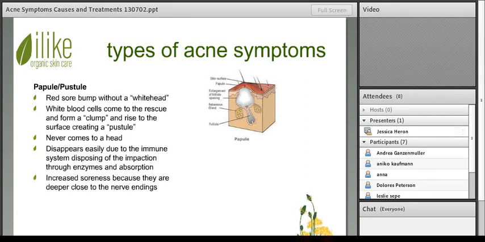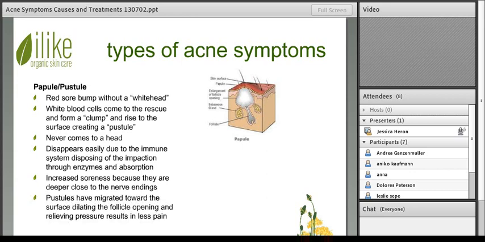And a pustule, when it rises to the surface of the skin, if we can draw that out, actually releases a lot of that pain. Pustules migrate toward the surface, dilating the follicle opening and relieving the pressure, so this results in less pain. At this point it's a good time for it to be removed or extracted, because there's not as much pain, it has come to the surface, and the skin can be softened, exfoliated or disencrusted to aid in the extraction.